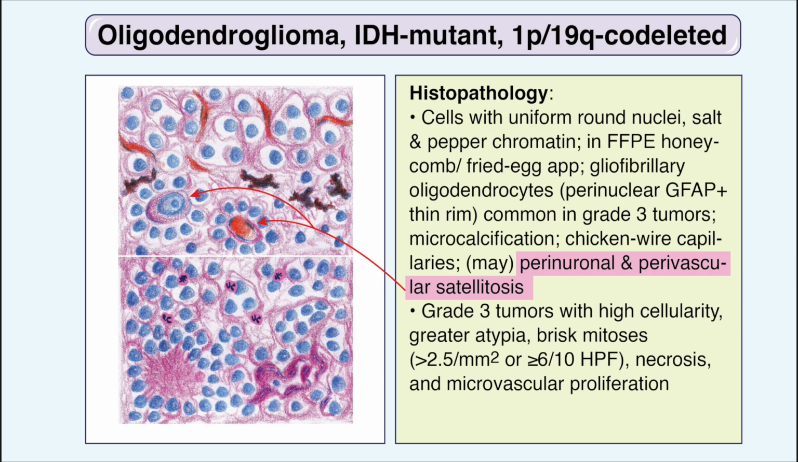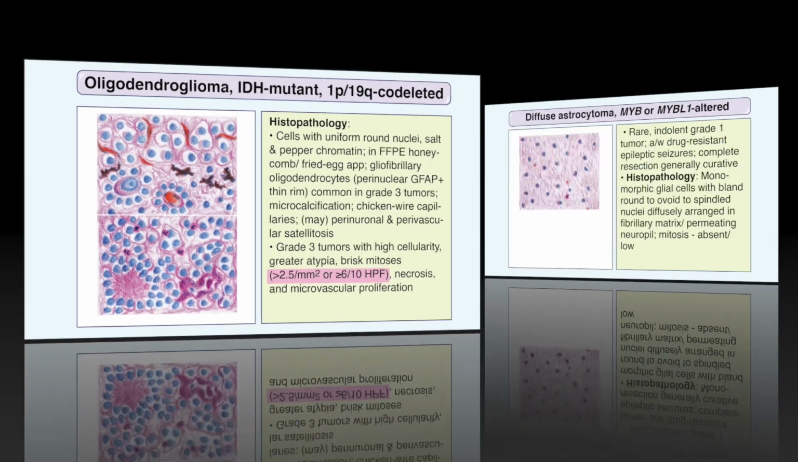Although there are no well-defined criteria for distinction between tumor grades, certain features may suggest higher grade, like high cellularity with marked cytological atypia, brisk mitotic activity, necrosis with or without palisading, and microvascular proliferation. Brisk mitotic activity indicates more than 2.5 mitoses per square millimeter, equating to greater than or equal to 6 mitoses per 10 high-power fields of 0.55 mm in diameter and 0.24 square millimeter in area.